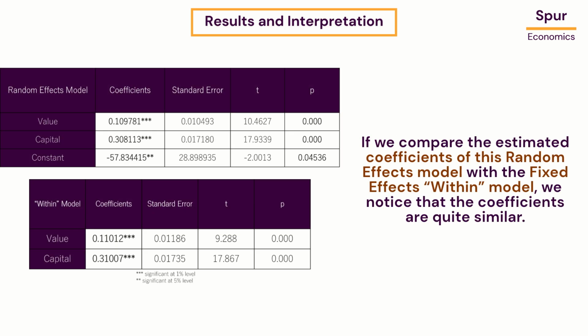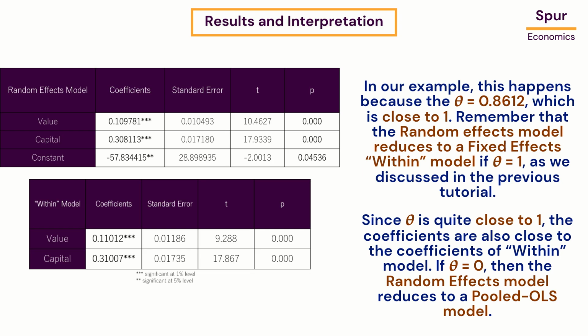If we compare the estimated coefficients of this random effects model with the fixed effects within model, we notice that the coefficients are quite similar. In our example, this happens because the theta is 0.8612, which is close to 1. Remember that the random effects model reduces to a fixed effects within model if theta is equal to 1, as we discussed in the previous tutorial. Since theta is quite close to 1, the coefficients are also close to the coefficients of within model.